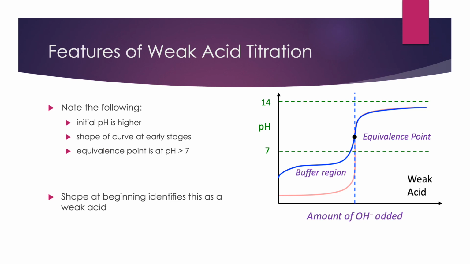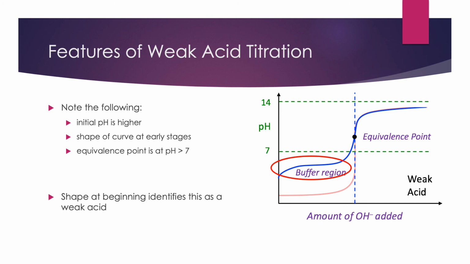So I just mentioned that the initial pH is higher because the weak acid doesn't just immediately dissociate to form all hydronium ions, so it's going to start higher up on the vertical axis at the initial point. The shape of the curve at early stages, this part here, which has also been labeled the buffer region, is very characteristically different for weak acids than for strong acid, strong base titrations. You'll notice, in fact, that it kind of puffs up a little bit, then it flattens out, and this characteristic shape is one that almost always tells you, yes, I've got a weak acid, not a strong acid being titrated.